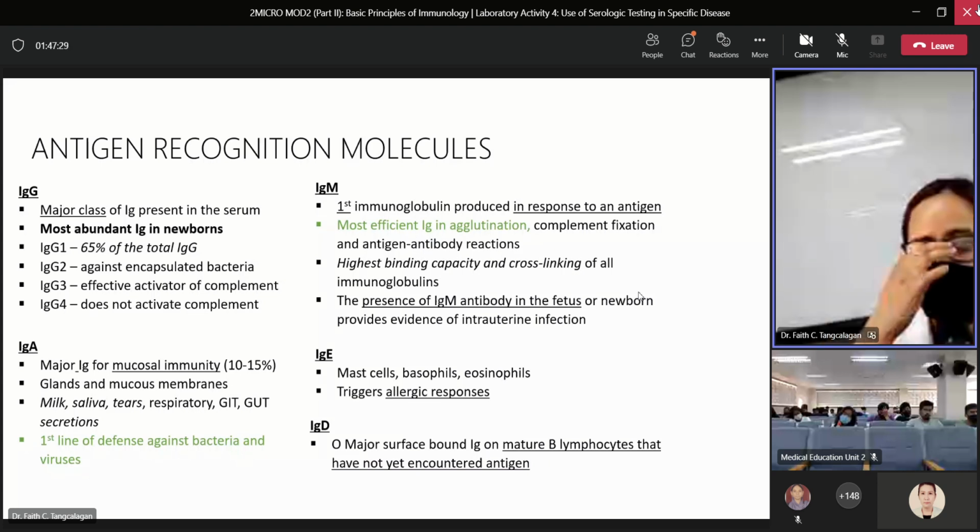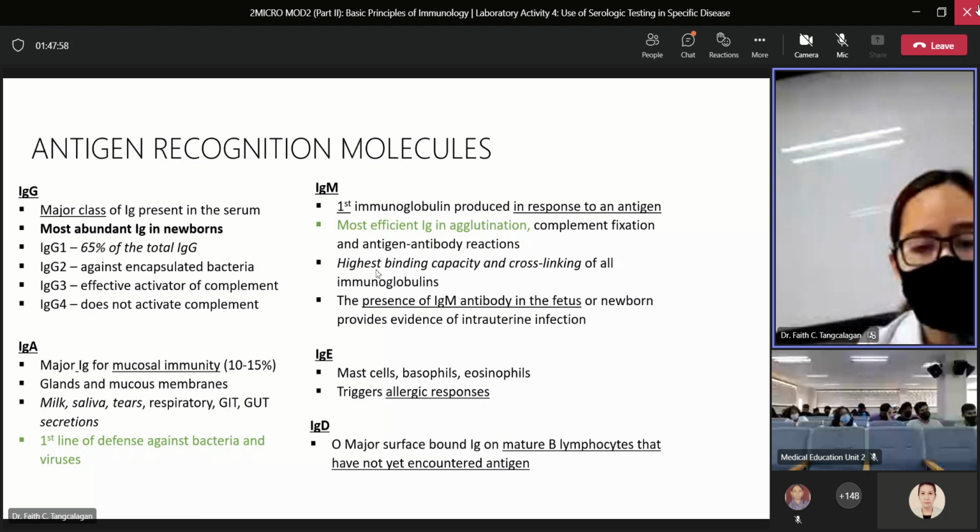Even in COVID infection, we also get both the IgG and the IgM because we want to know if it's acute or it's already a recent infection before, and that's why he has that IgG. So more or less, that IgM is actually the first one to be produced to respond to an antigen. It is also the most efficient immunoglobulin for agglutination, complement fixation, and antigen-antibody reactions.